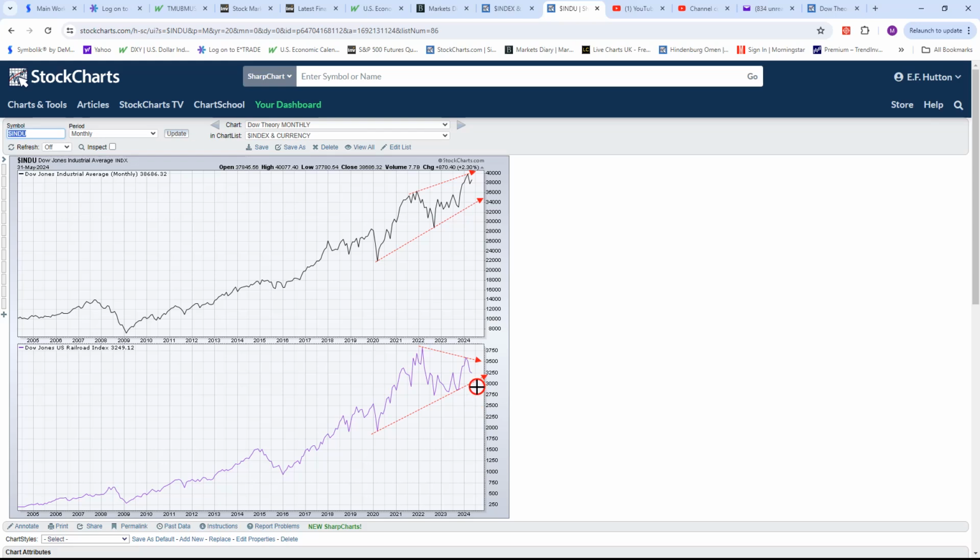But if it falls under this uptrend line for the railroads, I would say that's going to be some trouble there. Till then, we wait for the bearish divergence to get rectified and not panic.